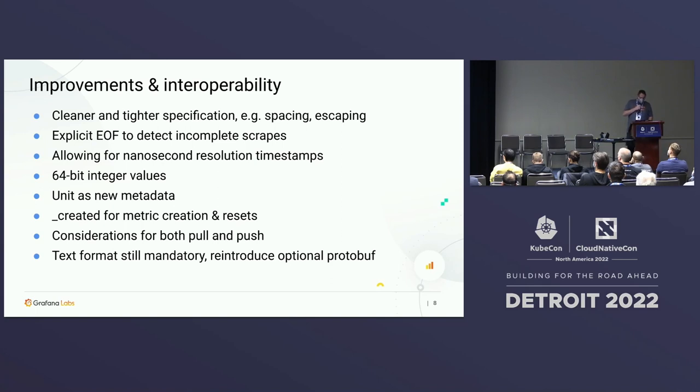There's also a ton of cleanups relative to the Prometheus exposition format. It's a lot cleaner, it's a lot tighter. With Prometheus exposition format, you can do more or less endless amounts of white space. You can't anymore. You see, if you actually have completed a scrape, you can do nanosecond resolution if you need this. Prometheus doesn't support it, but you can do it through OpenMetrics. Again, one of those things where OpenMetrics goes beyond what Prometheus can do. It's all 64 bits, as in Prometheus. We have a new metadata type for the unit. Underscore created, I already mentioned this, and we're going to see it in the second to last slide.